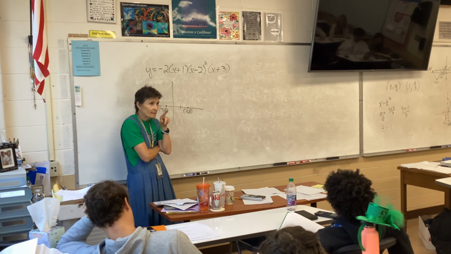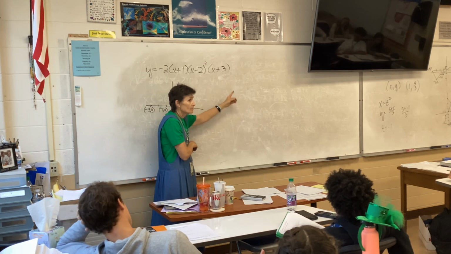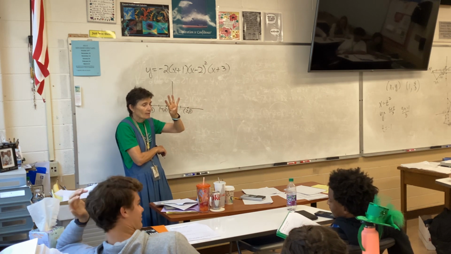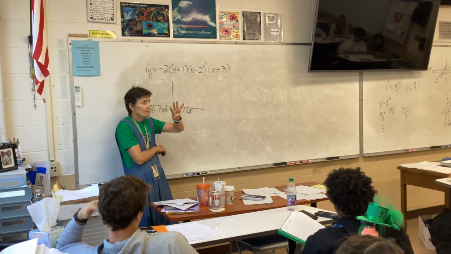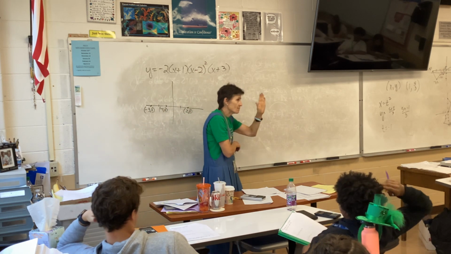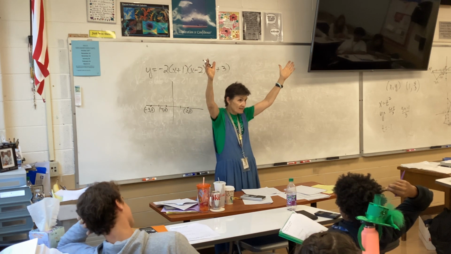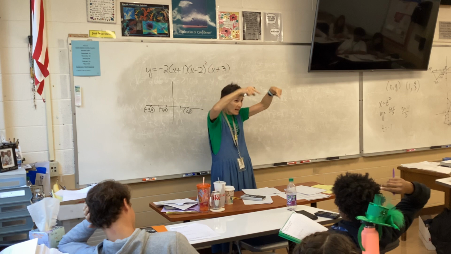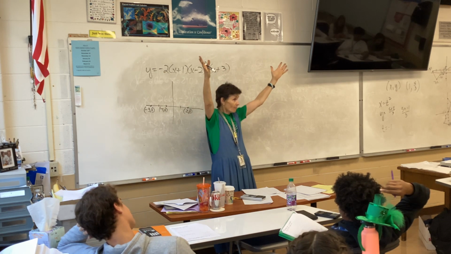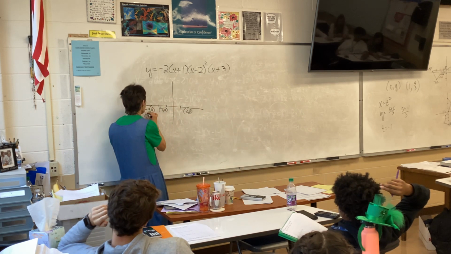And then remember what we did? We counted up the x's. How many do we have? 4. I don't know, he said 5. There's 4. There are 4 x's. Now, 4 is an even number. So whatever's going on in this picture, it starts up and ends up. That's what they do when they're even degree. Except, we put a negative out in front of it. So instead of up, up, it's gonna be down, down. So it starts down here, it comes up to this point.